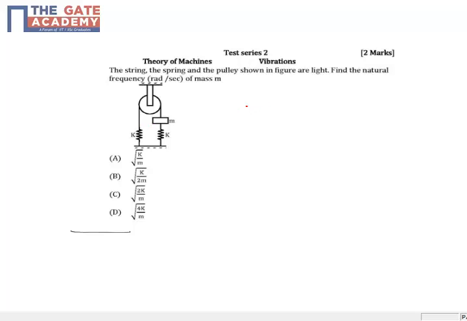In these kinds of problems, remember that it is said that the pulley is light, so the pulley doesn't have any rotational inertia. Because it's light, it doesn't have any mass. Even though it rotates, the rotational inertia can be neglected. So in these problems, you always have to convert it into a single spring-mass system, something like this.